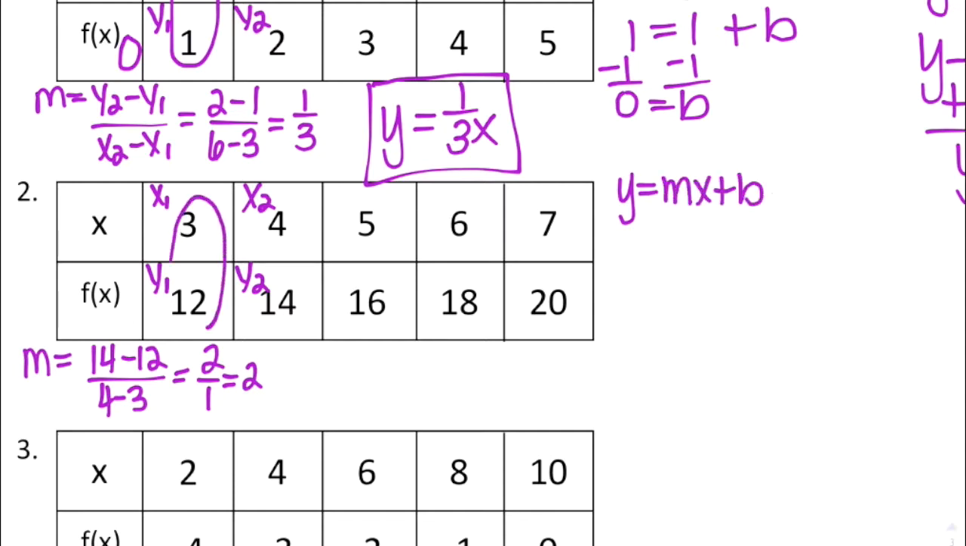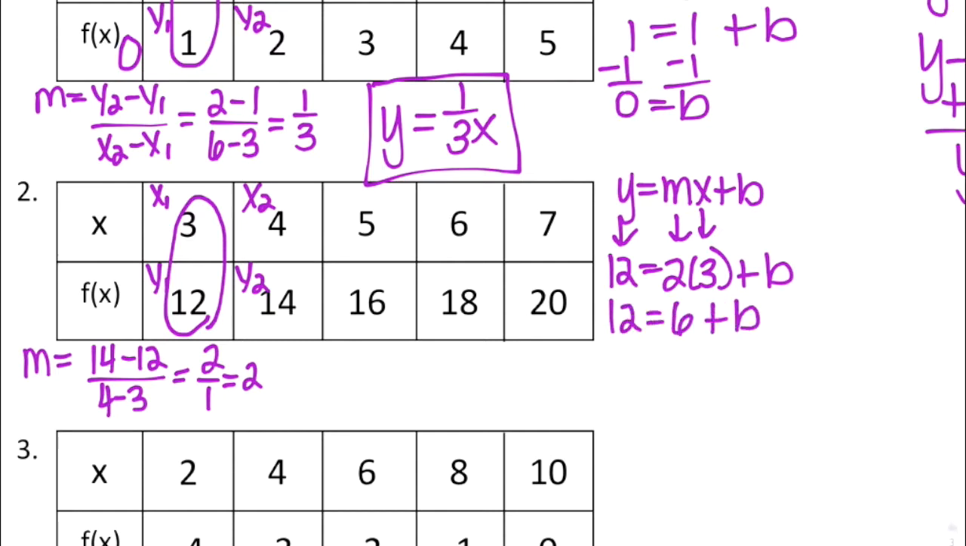Again, I'm just going to choose this first point, and when I plug that in, I have 12 equals 2 times 3 plus b. So 12 is 6 plus b, and when I subtract that, my b is 6. Plugging those two things in, my answer, my equation, is y equals 2x plus 6.